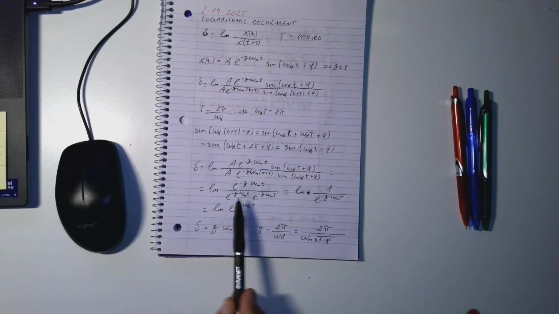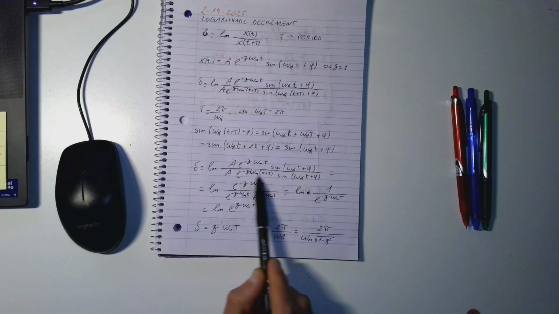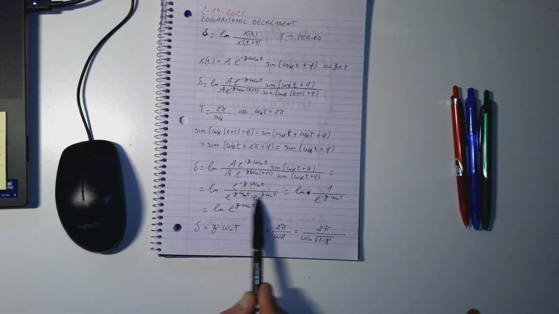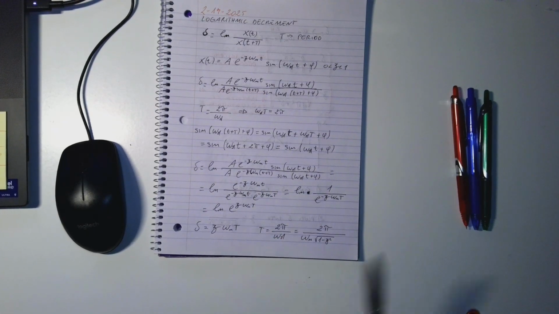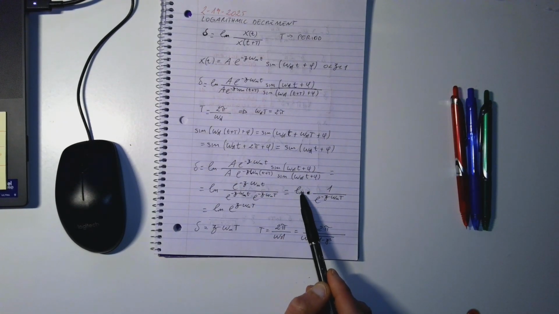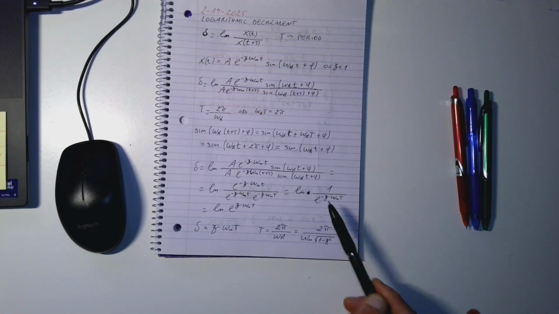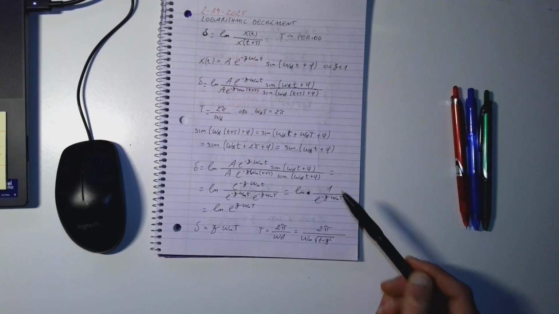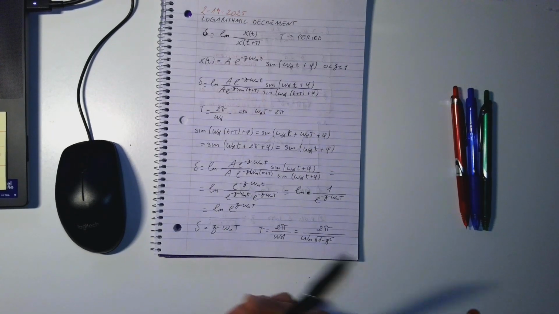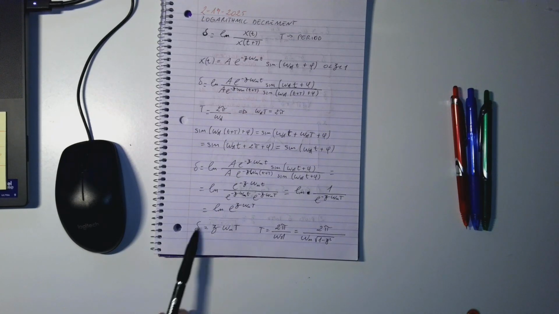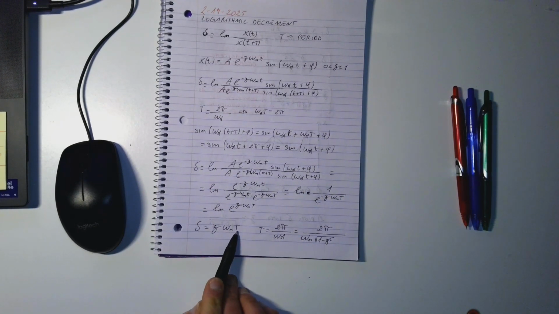Then we can simplify. We can also split this exponential function into the product of two functions, which means that we can further simplify. We have natural logarithm of 1 over e to the power of negative zeta omega n T, which means it's the same as this one. Logarithm and exponential functions are the inverse of one another, so we can obtain that delta, the logarithmic decrement, is equal to zeta omega n T.